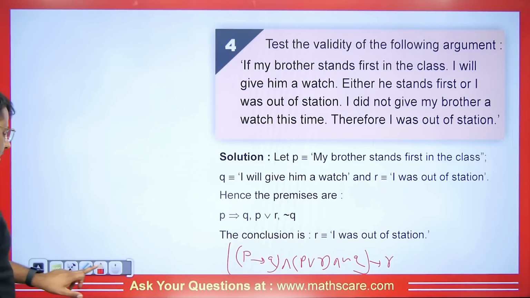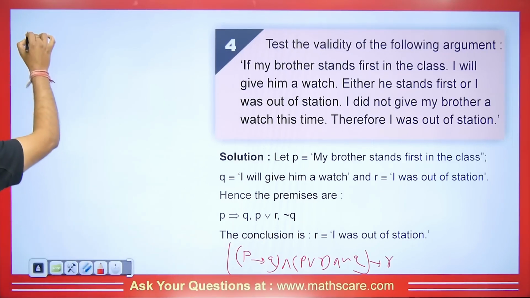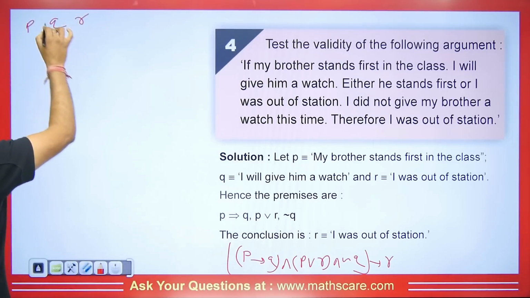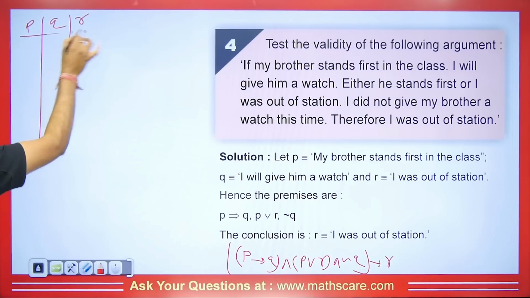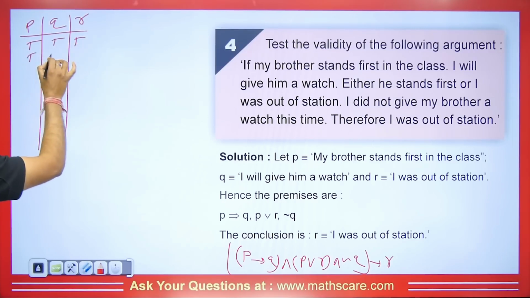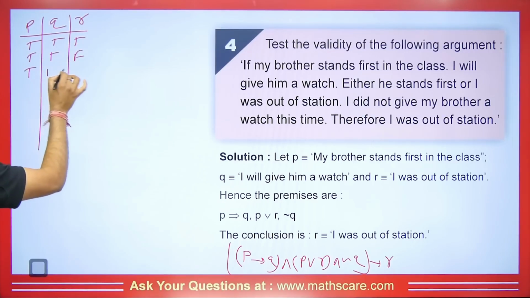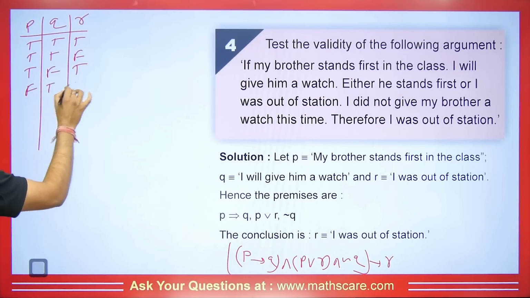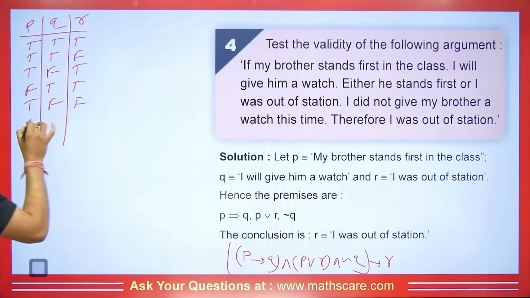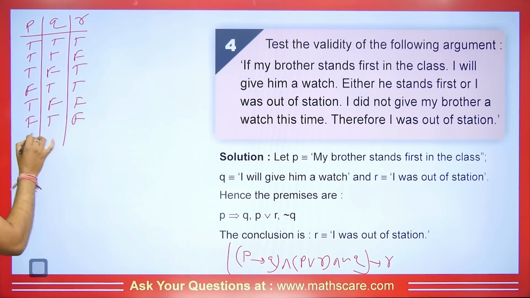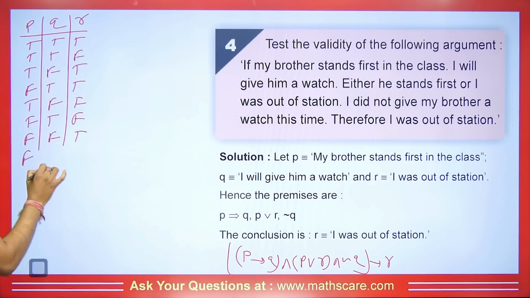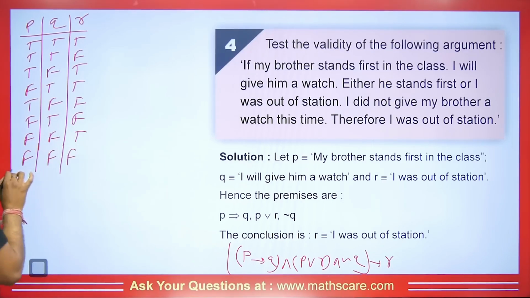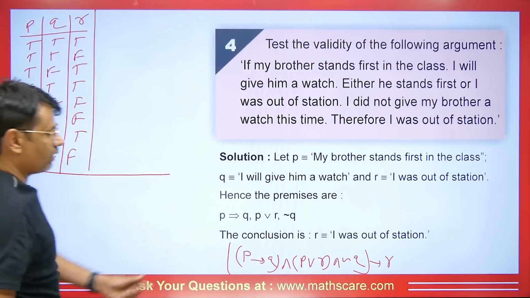Now listen here carefully. What we will do here, we will make a table here and write P, Q, R. We are making a table here. Understood? True, true, true. True, true, false. True, false, true. And false, true, true. And then true, false, false. Then false, true, false. False, false, true. Then false, false, false, right. Is it clear? Now we will see what we are having here.